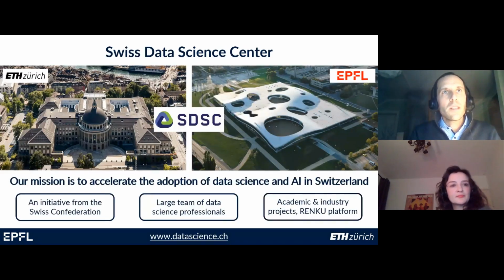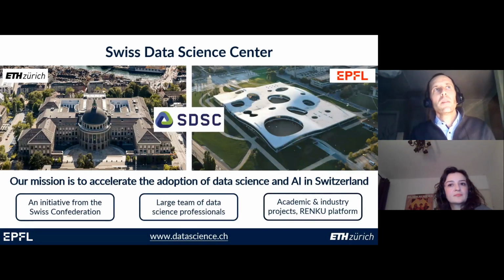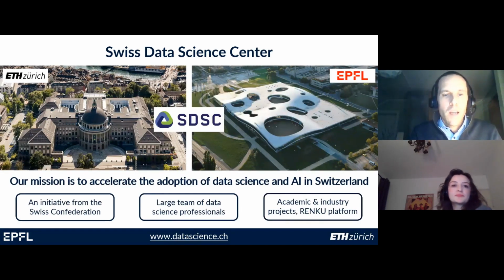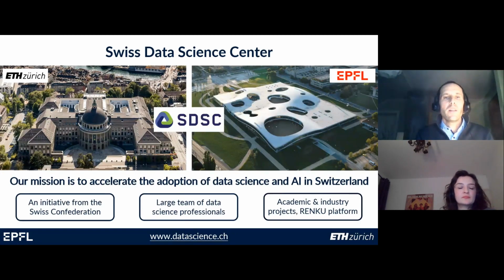So the center in itself is a joint venture between the two federal schools in Switzerland, ETH in Zurich and EPFL in Lausanne. And the main idea is to make sure we help accelerate the adoption of data science in Switzerland. And that means a lot of things, but mainly we are divided into three units. So we have a software development unit, and we develop a platform called RENKU. I will tell you just a little bit about this.